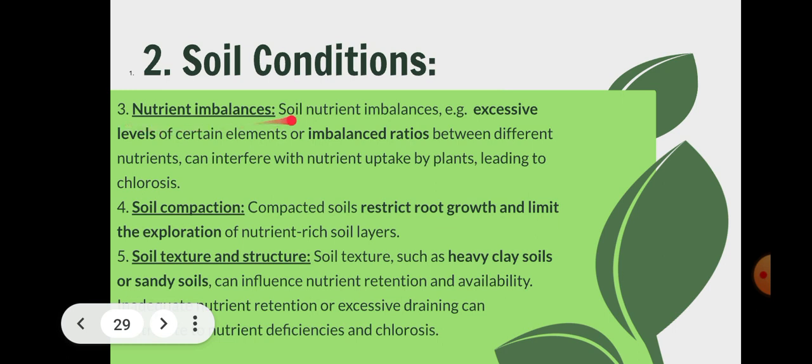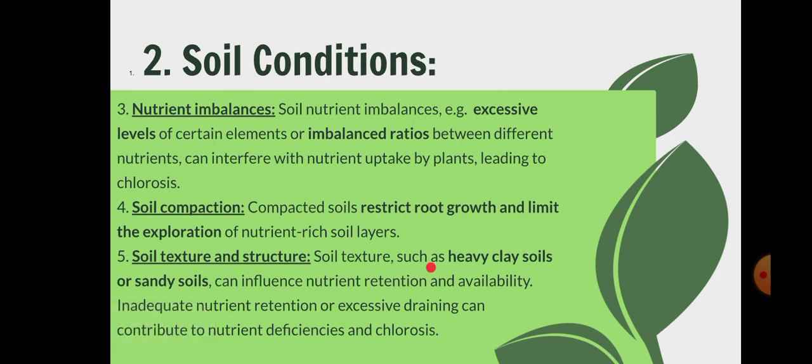The third one is nutrient imbalances. Soil nutrient imbalances, for example, excessive levels of certain elements or imbalanced ratio between different nutrients, can interfere with nutrient uptake by the plant and it leads to chlorosis. The fourth one is soil compaction. Compacted soils are the soils that have very closely packed particles and very little air space between them. The fifth one is soil texture and structure.